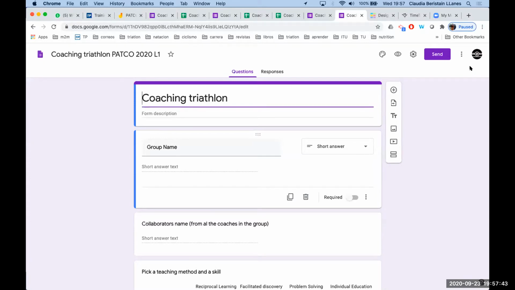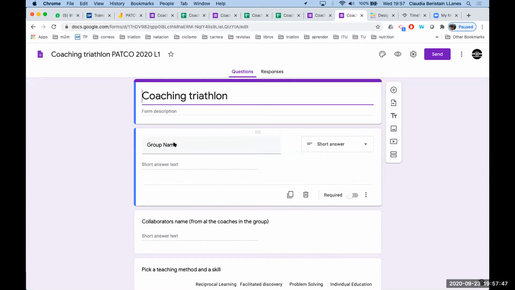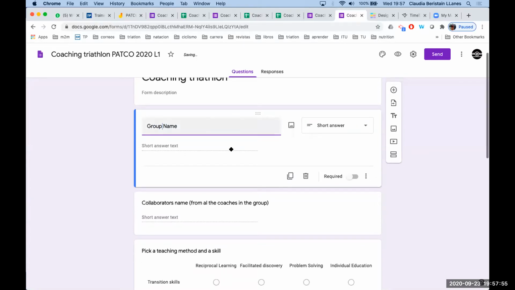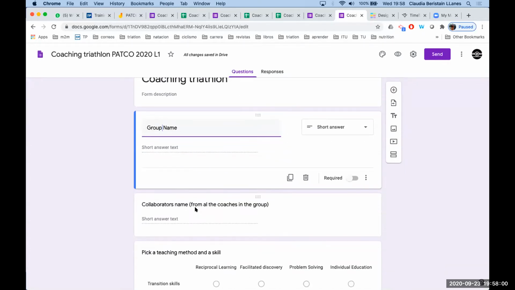Again, you are going to solve this one individually, okay? Let's put just name. No, sorry, you're going to solve this one as a group, okay? In your groups, you're going to solve a coaching triathlon with the group name.